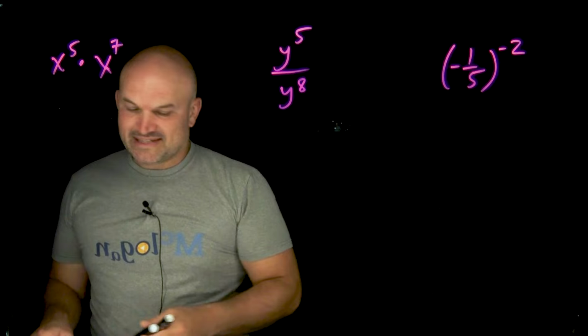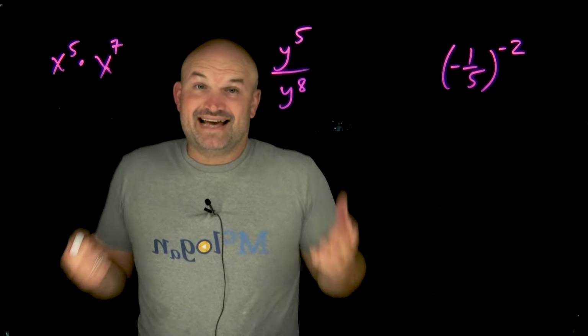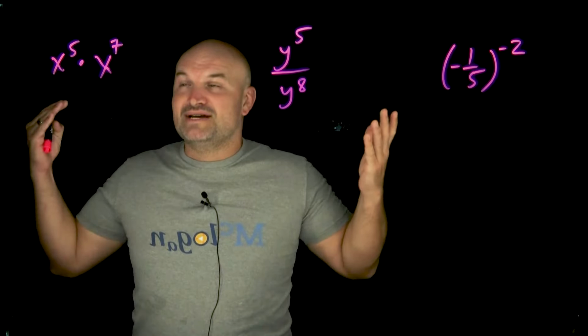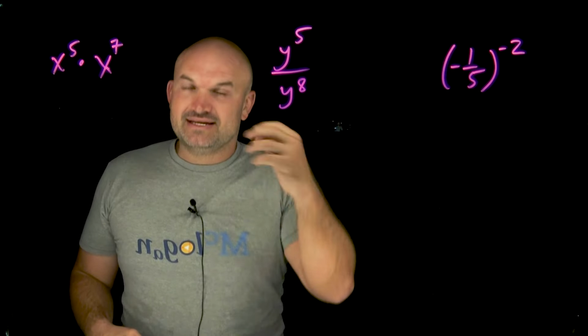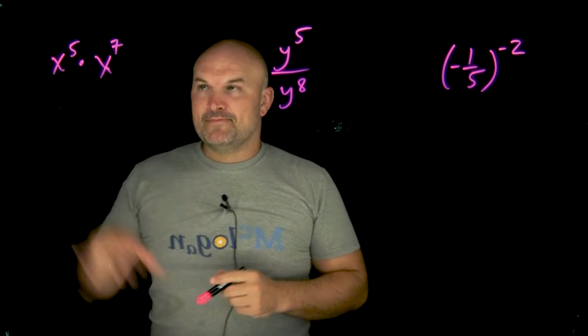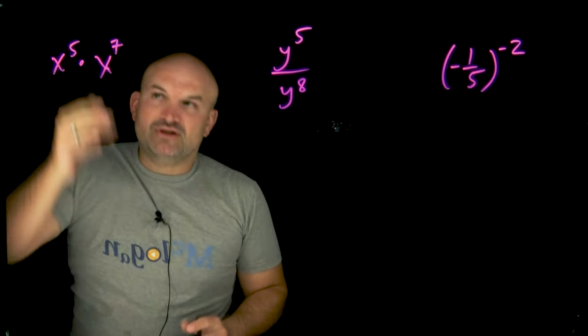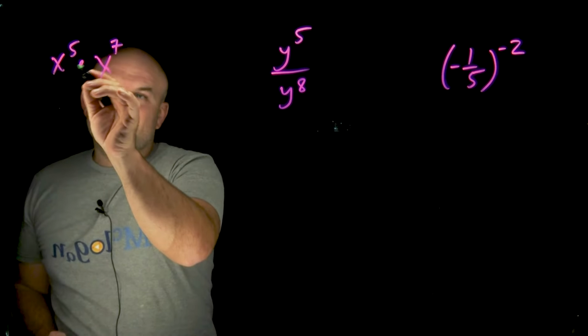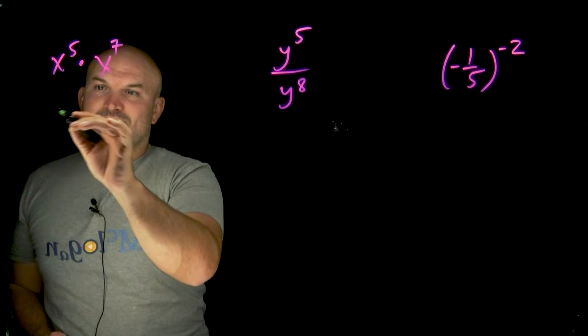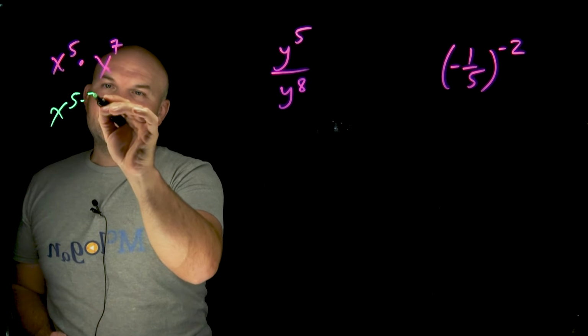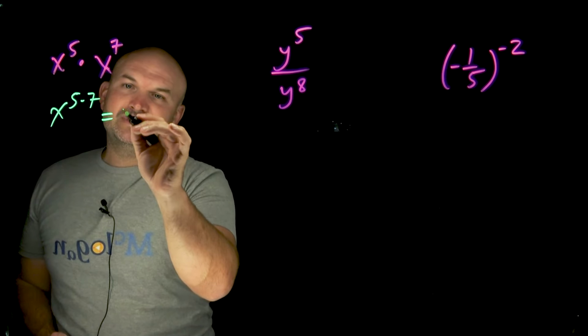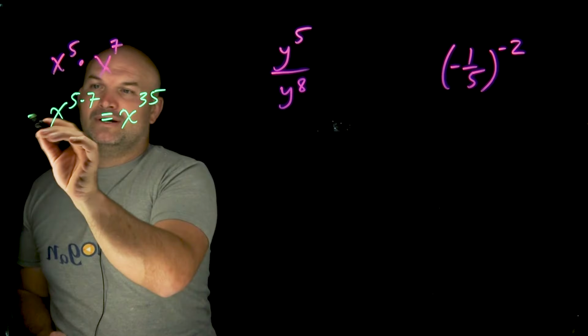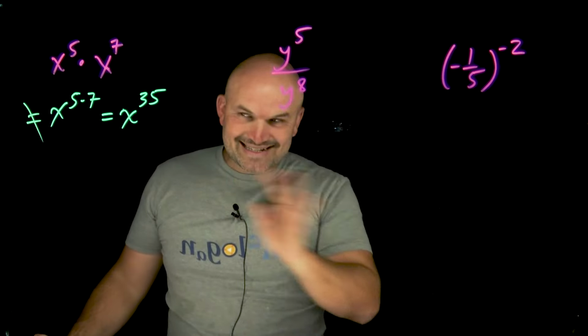So what are some mistakes that students make when they're doing rules of exponents? These are basic problems of rules of exponents, but students like myself still make mistakes. What is the most common one here? Students multiply. They see the multiplication problem and say, oh yeah, I gotta multiply these. So that's going to be x to the 5 times 7, which equals x to the 35th power. No, ladies and gentlemen, that is not correct.